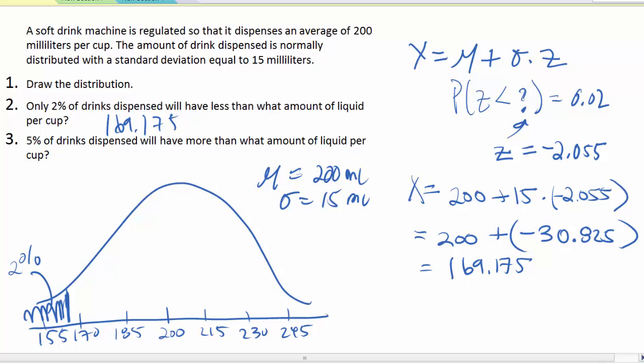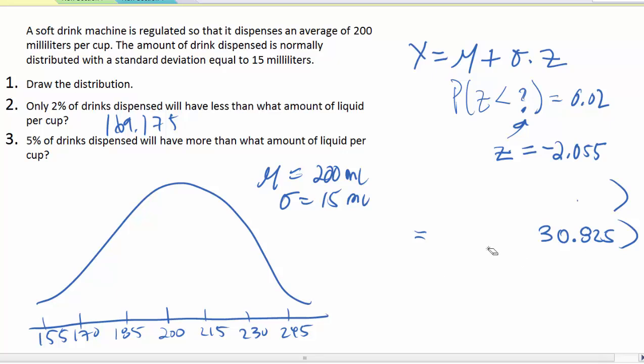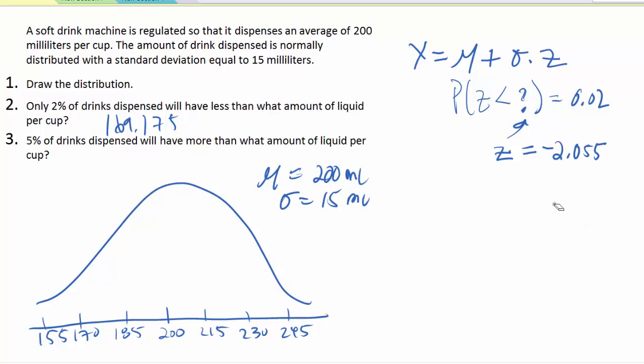All right, so for the next problem, we want to find the area or the value in which 5% of the area falls above. So in the problem it reads, 5% of drinks dispensed will have more than what amount of liquid per cup? So we're looking for that top 5%.